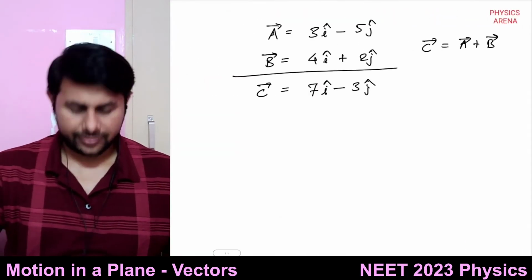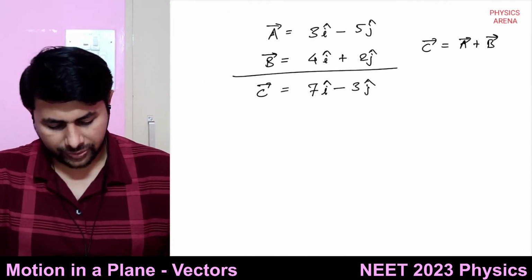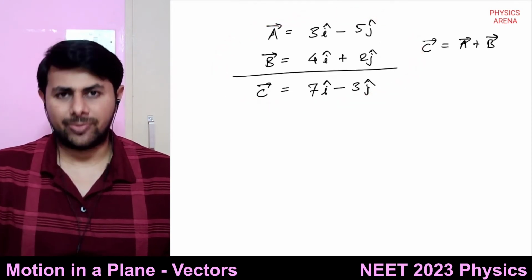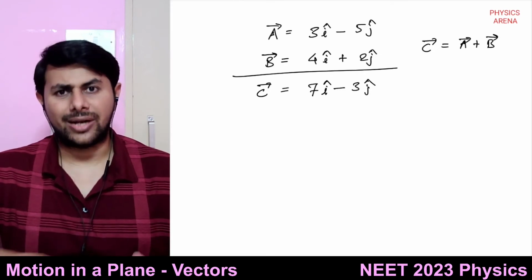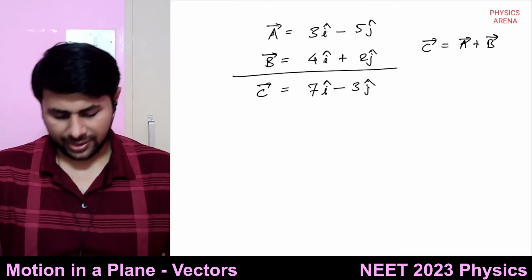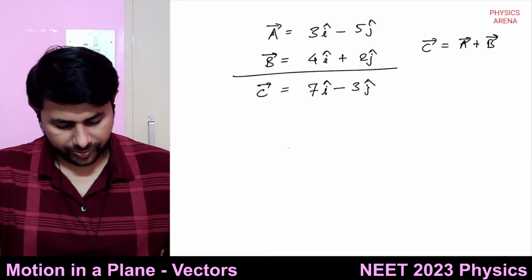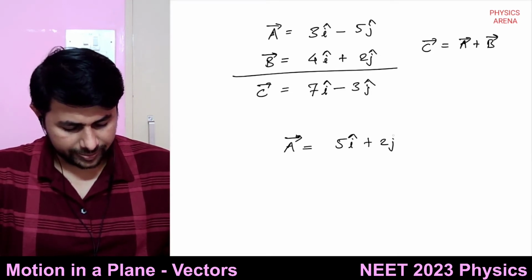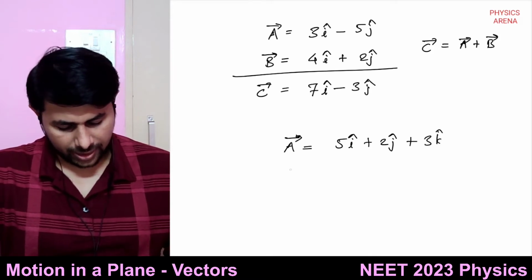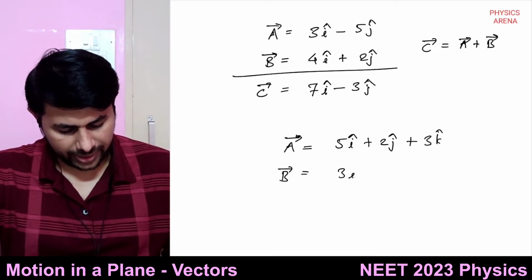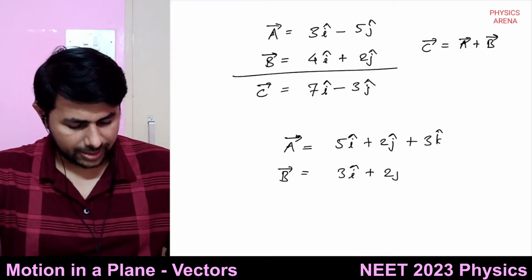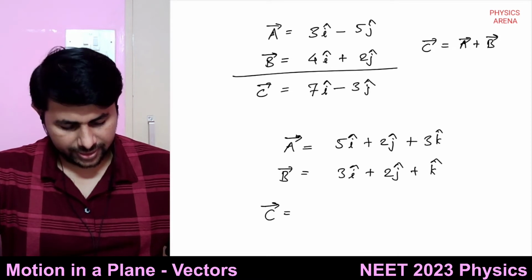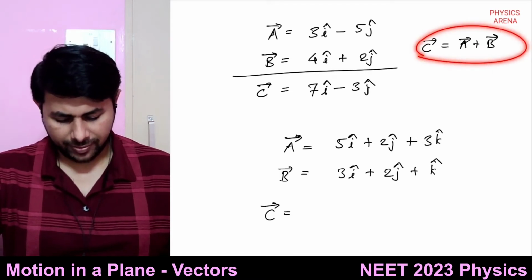So now, just like we resolved vectors along two components, we can resolve them in three perpendicular components, and we can perform addition or subtraction. Let's suppose A bar is equal to 5i cap plus 2j cap plus 3k cap, and B bar is equal to 3i cap plus 2j cap plus 1k cap. What will be the resultant if C bar is equal to A bar plus B bar?